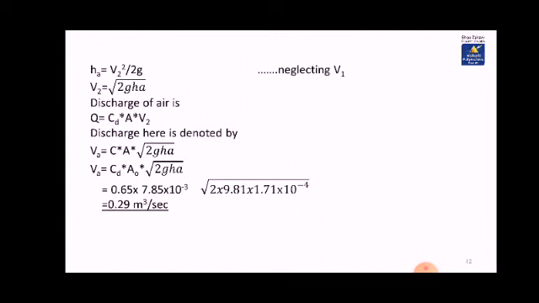HA is equal to V2 square upon 2G, neglecting V1, V2 is equal to under root 2G HA. Discharge of air is Q is equal to CD, that is coefficient of discharge, into A into V2. Discharge here is denoted by VA, is equal to CD into A0 under root 2G HA. By substituting the terms, we got the actual discharge, that is VA is equal to 0.29 meter cube per second.